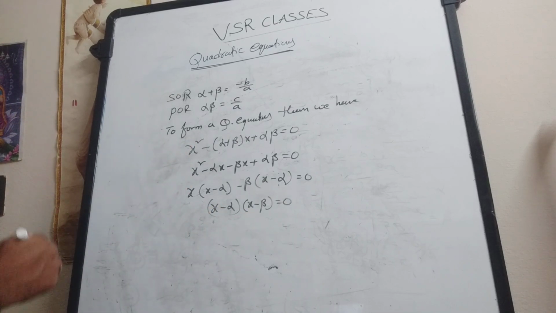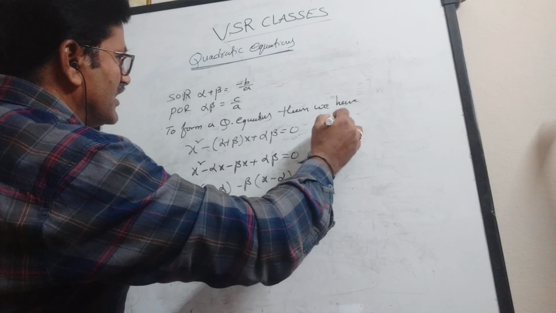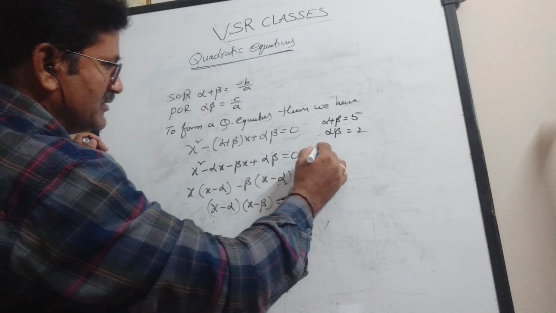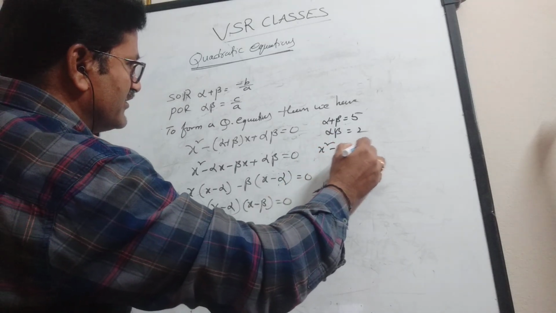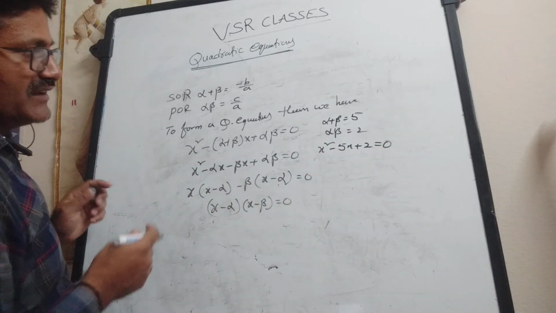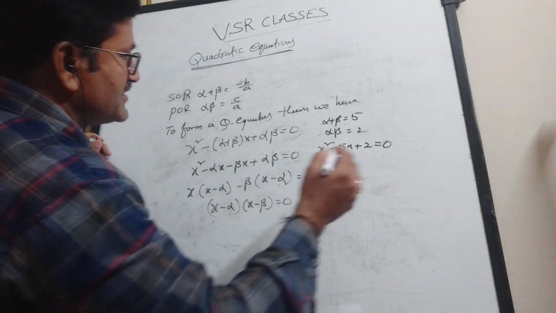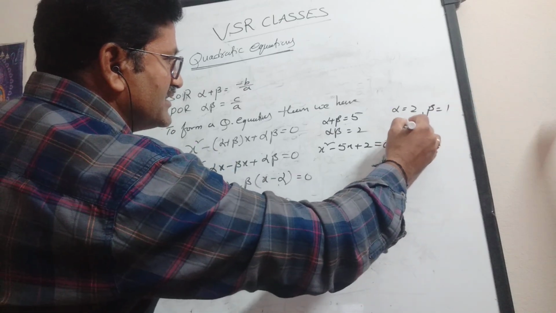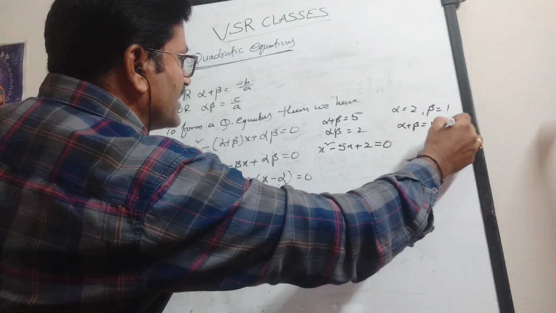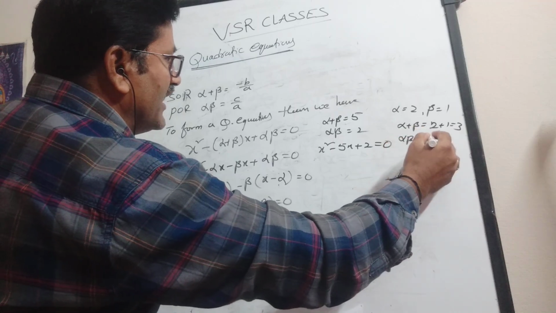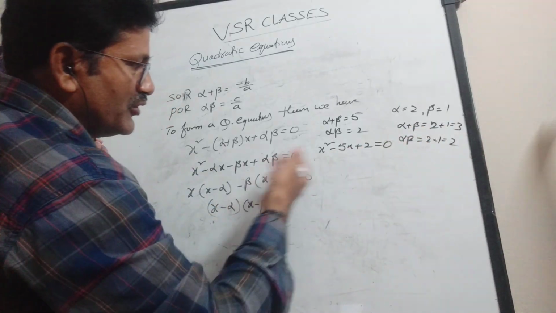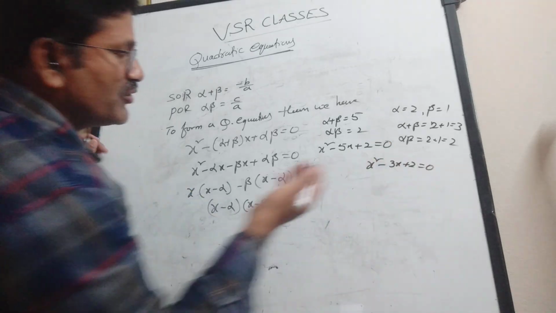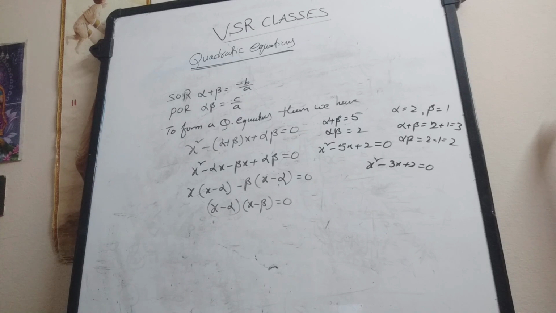And if you go for one example, if the sum of the roots alpha plus beta is 5 and alpha beta is 2, then the quadratic equation will be x square minus 5x plus 2 equal to 0. Like this you will make the value. Or otherwise, if alpha is 2 and beta is 1, make the sum of the roots: 2 plus 1 is 3, and the product alpha beta, 2 into 1, is 2. So go for substitution in that equation. You will have x square minus 3x plus 2 equal to 0 as the quadratic equation. Like this you can find the remaining values.